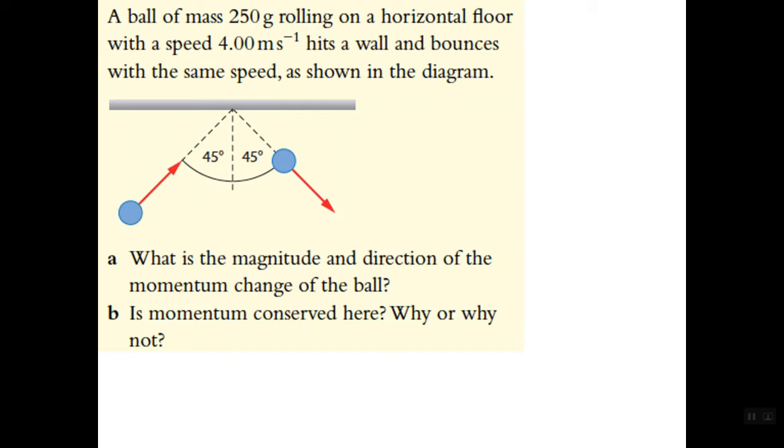This is a very interesting question. A ball of mass 250 gram rolling on a horizontal floor with a speed of 4 meters per second hits a wall and bounces with the same speed as shown in the diagram. A. What is the magnitude and the direction of the momentum change of the ball? B. Is momentum conserved here? Why or why not?